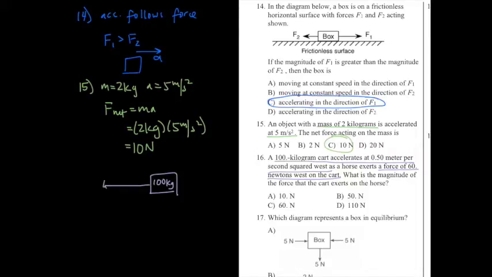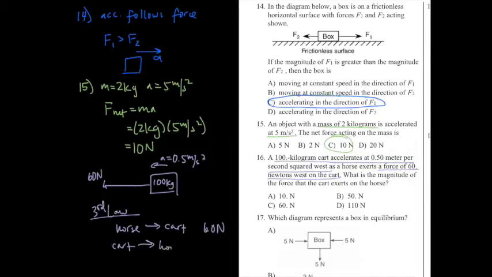Alright, number 16. A 100 kilogram cart accelerates at 0.5 meters per second squared west as a horse exerts a force of 16 newtons west on the cart. What is the magnitude of the force that the cart exerts on the horse? Okay, so after I drew this whole diagram, I realized it's pretty pointless because this is really an application of Newton's third law. So action, reaction, same force, opposite in direction. You gotta focus on the wording here. If the objects that are interacting are still the same in the question, then it's the same force. So horse on cart, cart on horse, same force, different direction, 60 newtons.